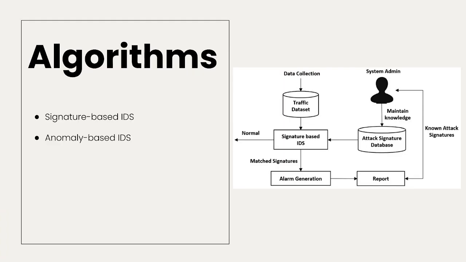The algorithms that work for IDS are signature-based IDS, which is shown in the image to the right. What this does is look through a known list of attack signatures and understand whether the anomalies are something that is known. Anomaly-based IDS is looking for out-of-the-ordinary triggers to understand whether something is an anomaly.